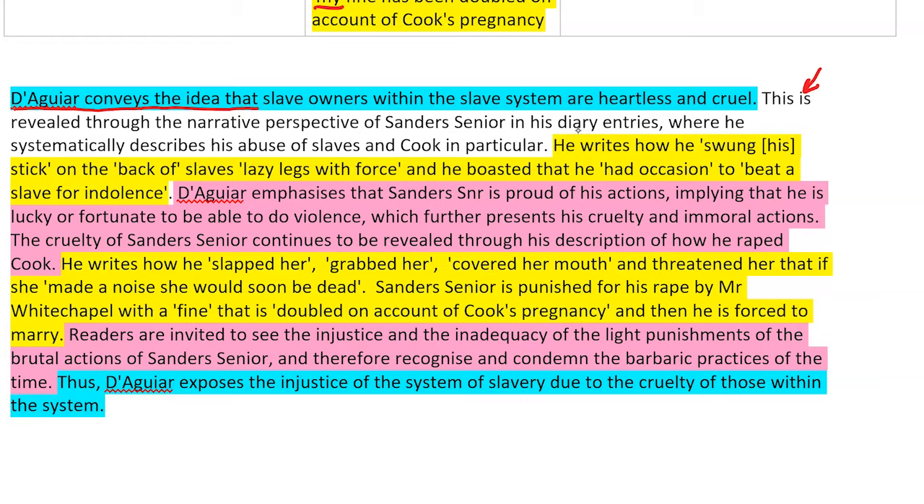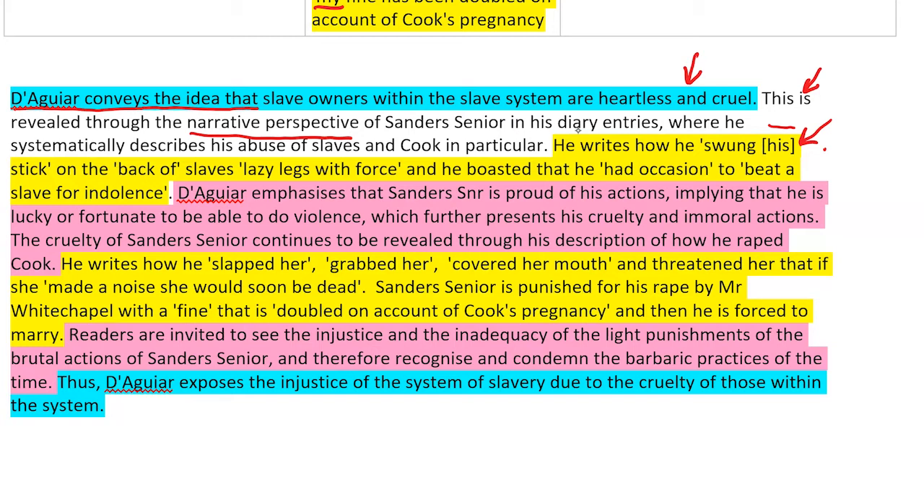Sometimes we need to do this. Sometimes you can do it in a half sentence, but I've just got a sentence here that is a bit of a bridge between when I make my first claim, my topic sentence, and then I go into my detailed evidence. So this is revealed through the narrative perspective of Sanders Sr., so that's my meta language here, in his diary entries, where he systematically describes his abuse of slaves and Cook in particular. Okay, so this is the general evidence, the general thing that happens.